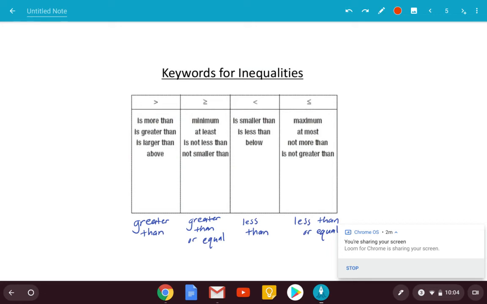Less than would usually say something like is smaller than, is less than, below. Those are pretty easy. When you get to something that's or equal to, that's when you have some tricky wording. So if I want something less than, like I don't want to spend more than $100 in groceries this week, I want the maximum amount of money I spend on groceries to be $100. I want to spend at most $100, not more than $100, or not greater than $100. Those are all different ways that I could say that I want something to be less than or equal to a certain value.